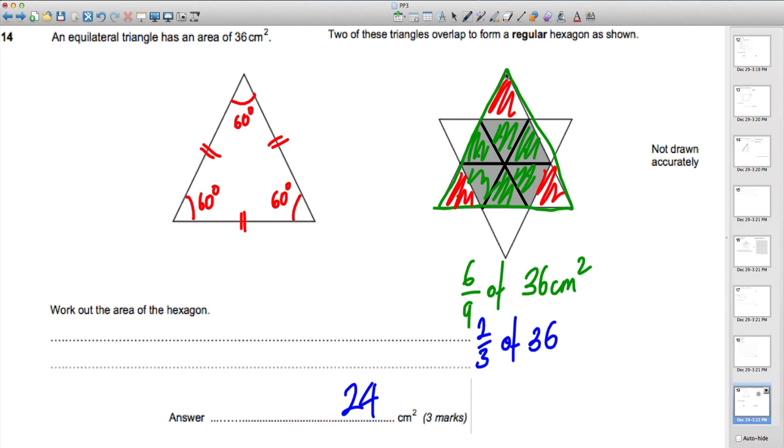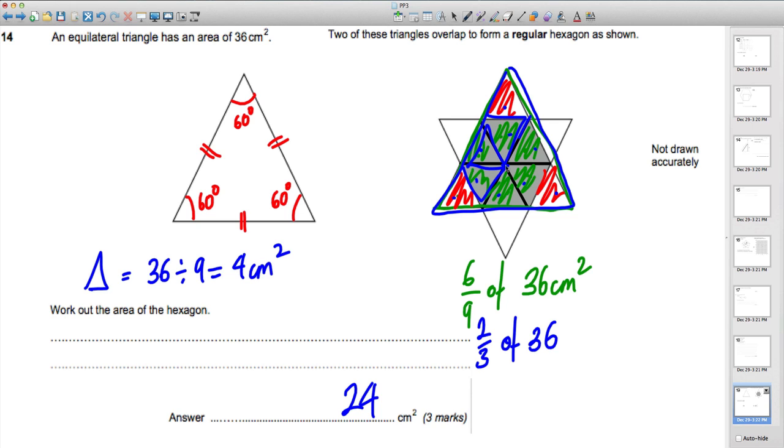Alternatively, if you realise the big triangle here is split up into 9, then one little square must be 36 divided by 9, which is 4 centimeters squared, and you want 6 of those, so it'd be 6 times 4, which again is 24 centimeters squared. It's basically another way of doing the same as I did here.